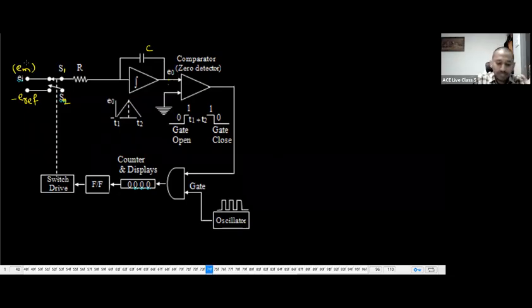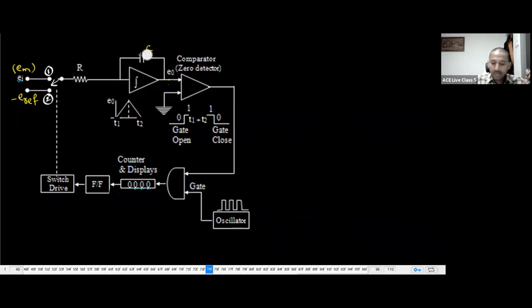Sir, E_i, the input voltage which is to be measured, is given to this E_i terminal. And the switch has one position here. Actually speaking, we can write it like this. This is the switch position, like this. This is one position. This is two position. If the switch is kept at one, the input voltage is connected.